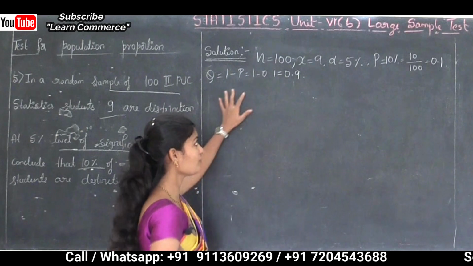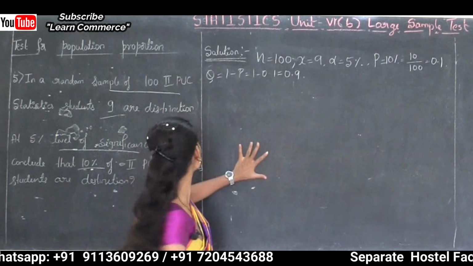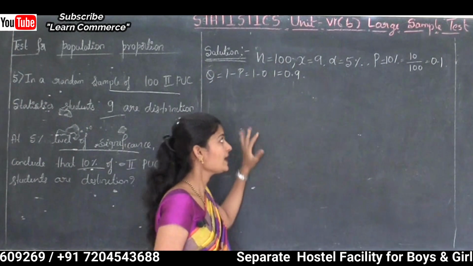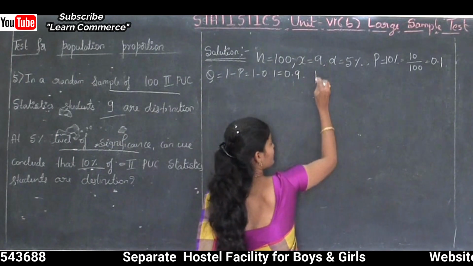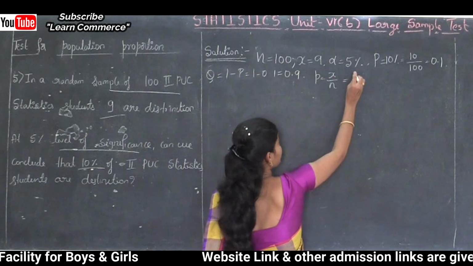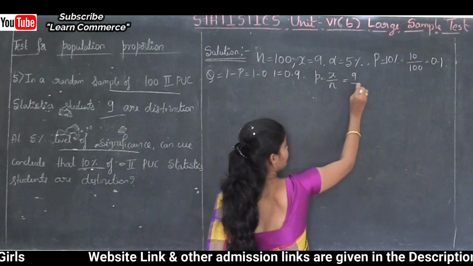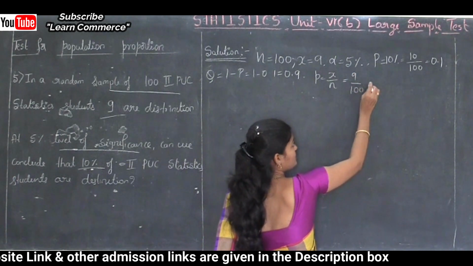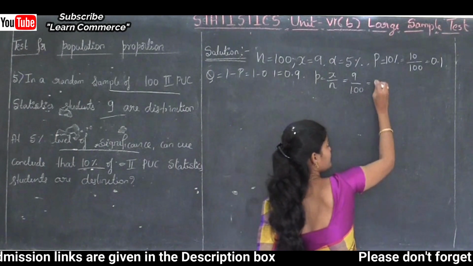Okay, next, here one more observation we need to calculate, the sample proportion, that is small letter p. So here small letter p formula is x divided by small letter n. Here x value is 9 and n value is 100. So here 9 divided by 100 is 0.09.